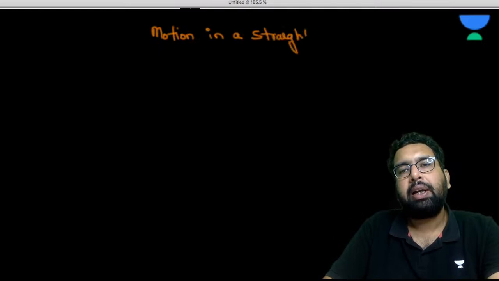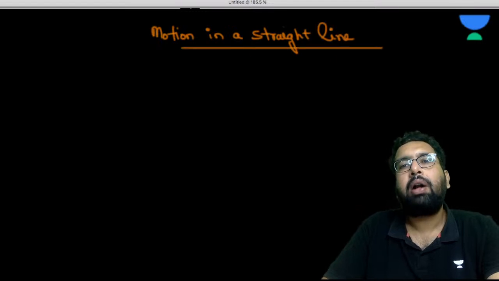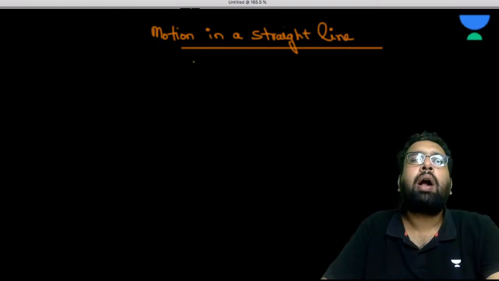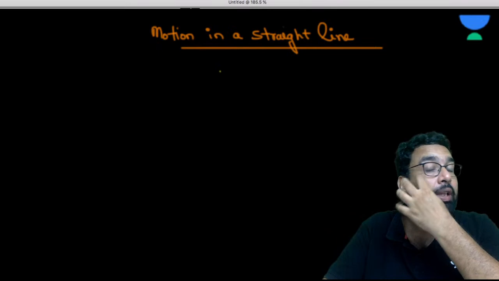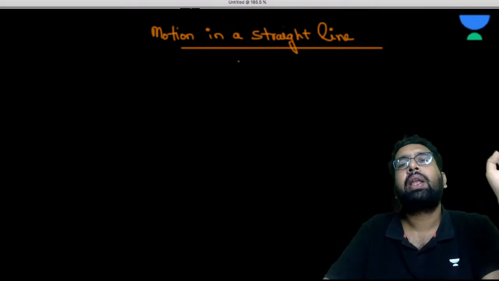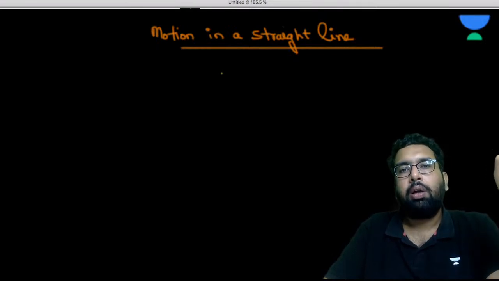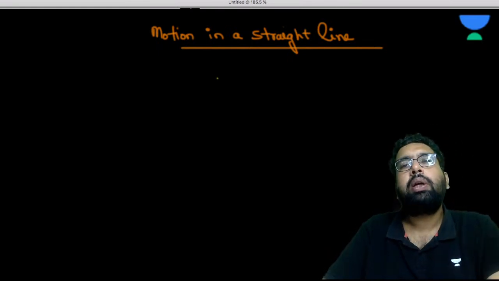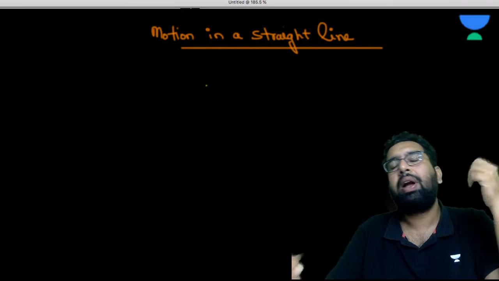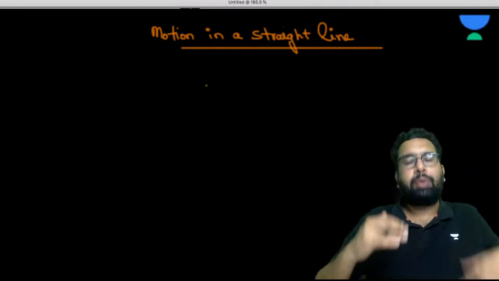Now, let's continue. In this session we are going to talk about motion in a straight line, which is a part of kinematics. When we say kinematics in physics, it includes two topics. One is motion in a straight line, which is what we are going to deal with today, and the other is motion in a plane, which requires the help of vectors.